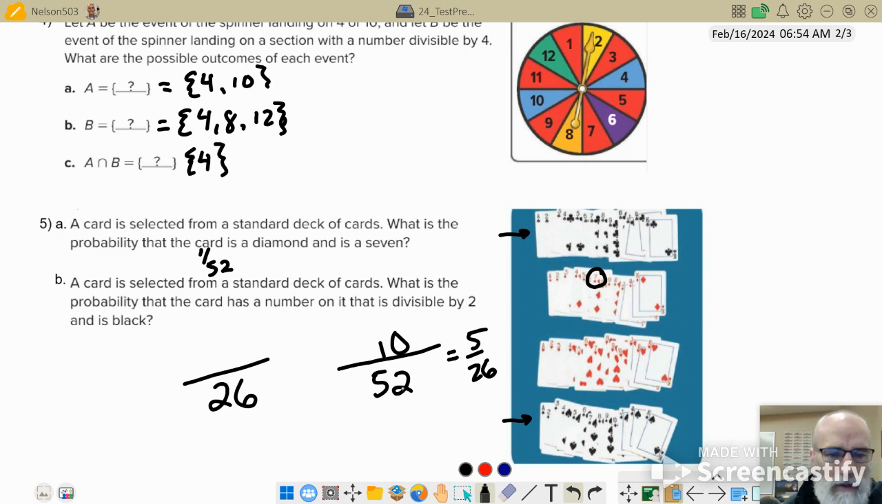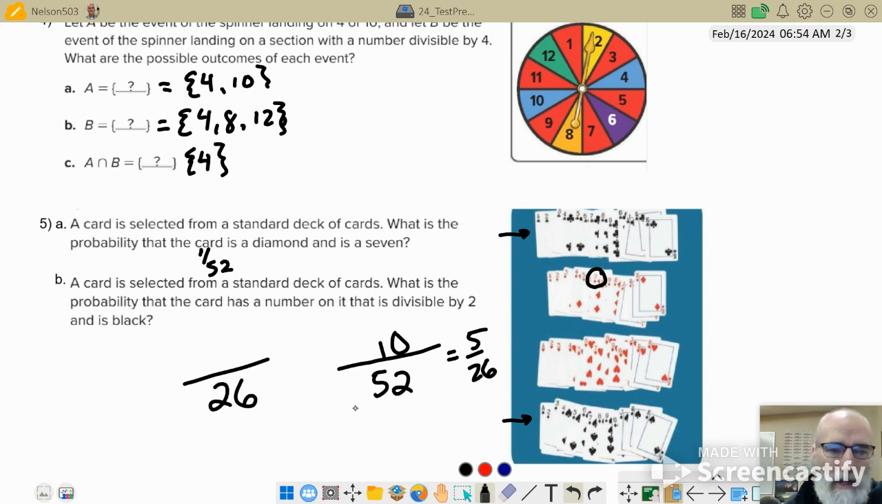I think I should have started with 52 in the denominator and said, well, how many cards out of all these cards are both black and divisible by 2? And that is 10 total cards, because there's 2 right there, right? The 2s. The 4s are 2 more. And then the 6s are 2 more. There's two black 6s, there's 2 black 8s, and there's 2 black 10s. That makes a total of 10 cards out of 52.